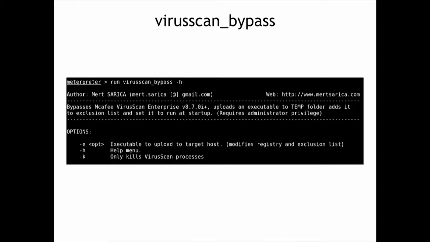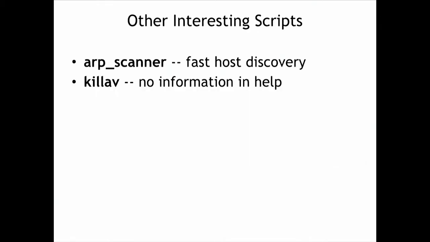Here's a cute one to bypass McAfee virus scan. What this does is upload an executable and then add it to the exclusion list. Remember, your antivirus does have a list of folders not to scan, and you can change that and then not scan the folder. So that's good, clean fun. Here's other ones. ARP scanner for fast host discovery. We were using that in a pen test a few days ago. And kill AV sounds pretty good, but there's no information in help. I kind of wonder how good it is, but if you could really kill the antivirus process, that would sure be handy. All right, so I've got a few questions about this stuff.